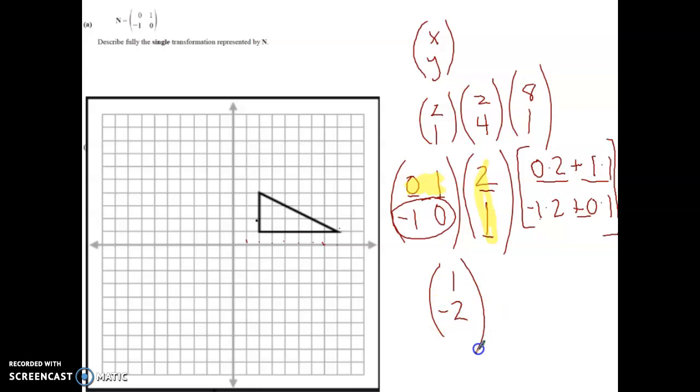Now that we've completed multiplying that, I can plot it and we can start seeing what the new image is going to look like. I can't wait to see it. So (1, -2). Okay, there's our first vertex. So this vertex went here. And I'm already beginning to understand, I think, what's going to happen with this transformation.